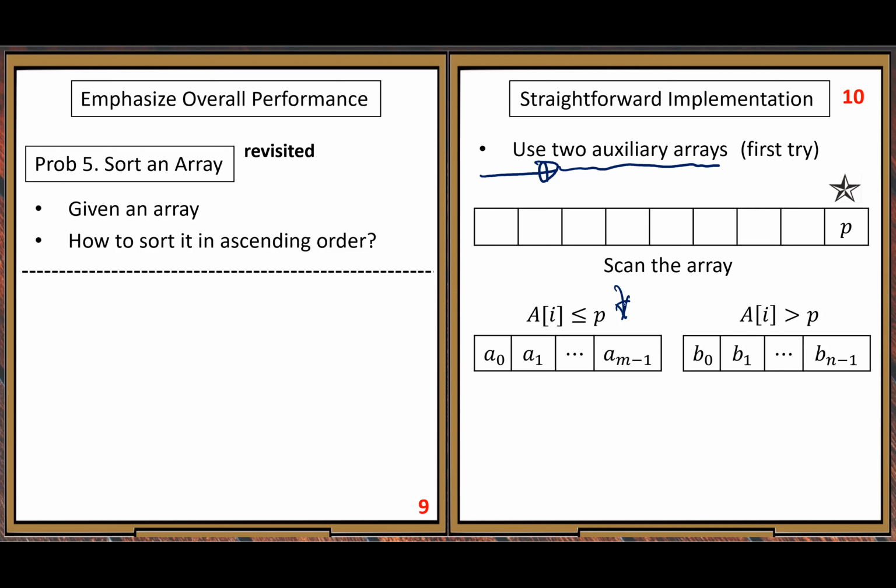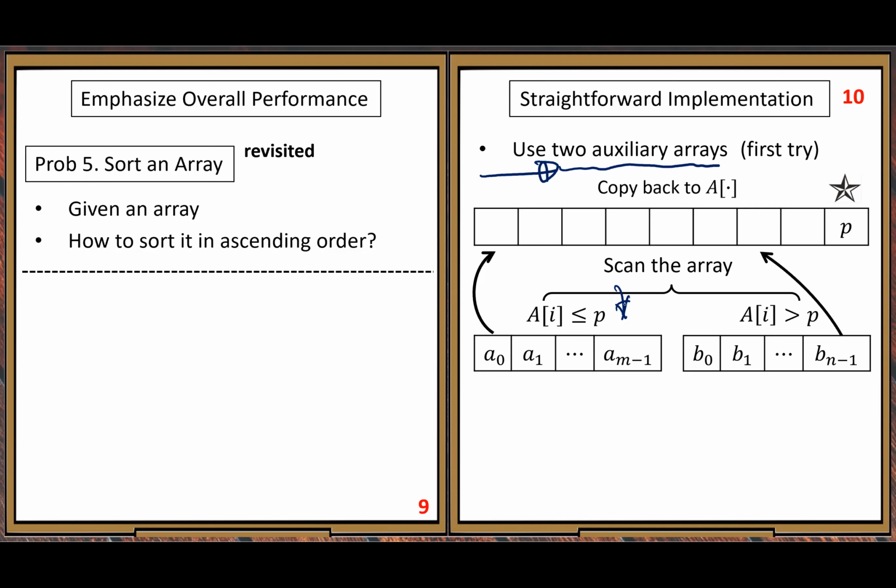But they are in two auxiliary arrays. So we need to copy these two auxiliary arrays back to the original array. So that's the reason we use them as auxiliary arrays, extra storage locations, to make our implementation a little easier.